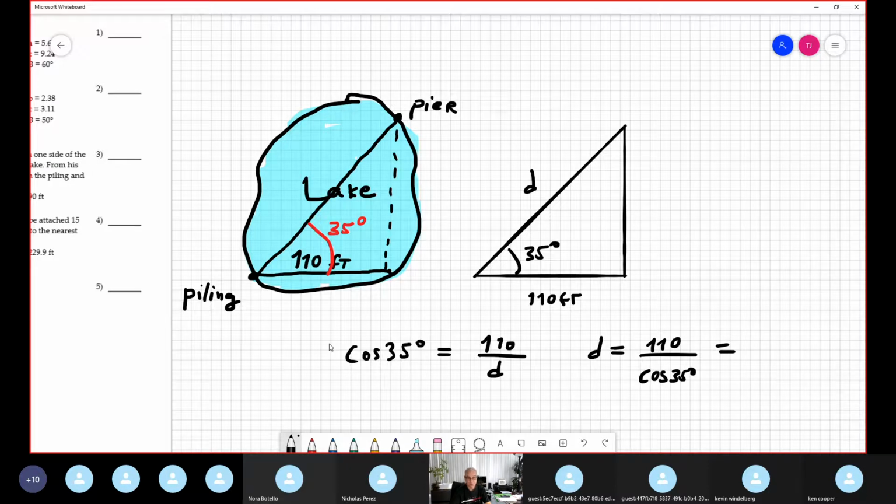This is wrong. The setting is wrong. Look, 110 is the distance, and the one you don't know is D.